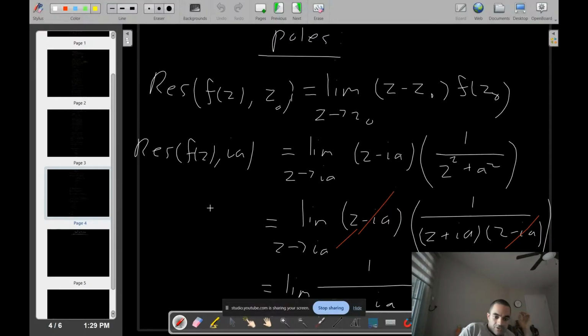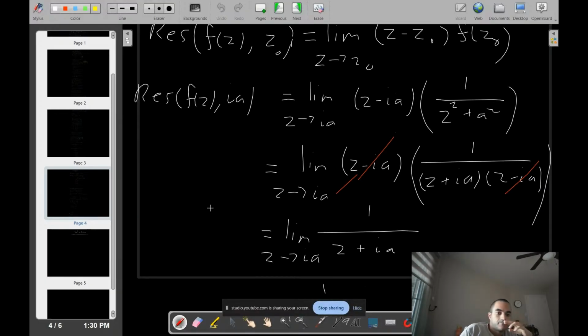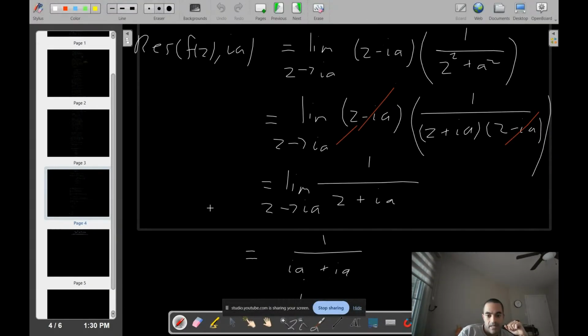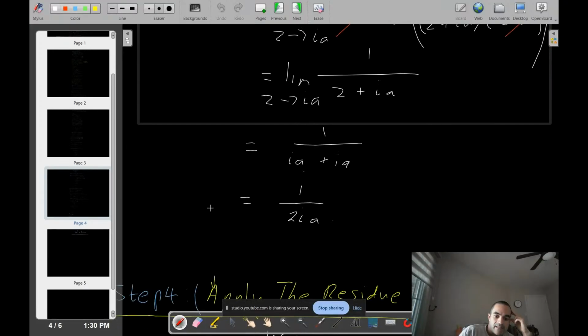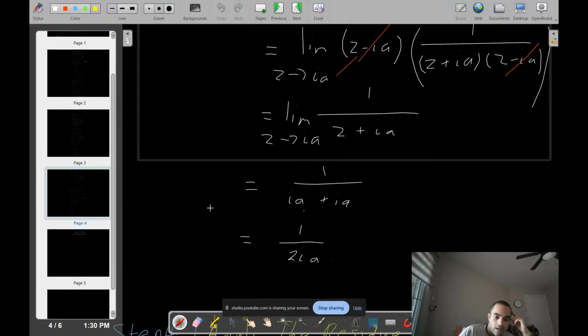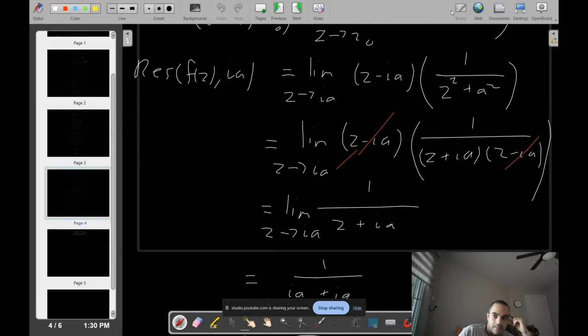That's pretty straightforward, just using the formula step by step. Next part is equal to the limit as z approaches ia of z minus ia times 1 all over. I can factor z squared plus a squared as z plus ia times z minus ia. I eliminate z minus ia because it gets divided out. I'm left with the limit as z approaches ia of 1 divided by z plus ia. Now, since I'm evaluating the limit as z approaches ia, I put z as ia. So this becomes 1 divided by ia plus ia. Collecting like terms, that gives 1 all over 2ia for the residue of f of z at ia.